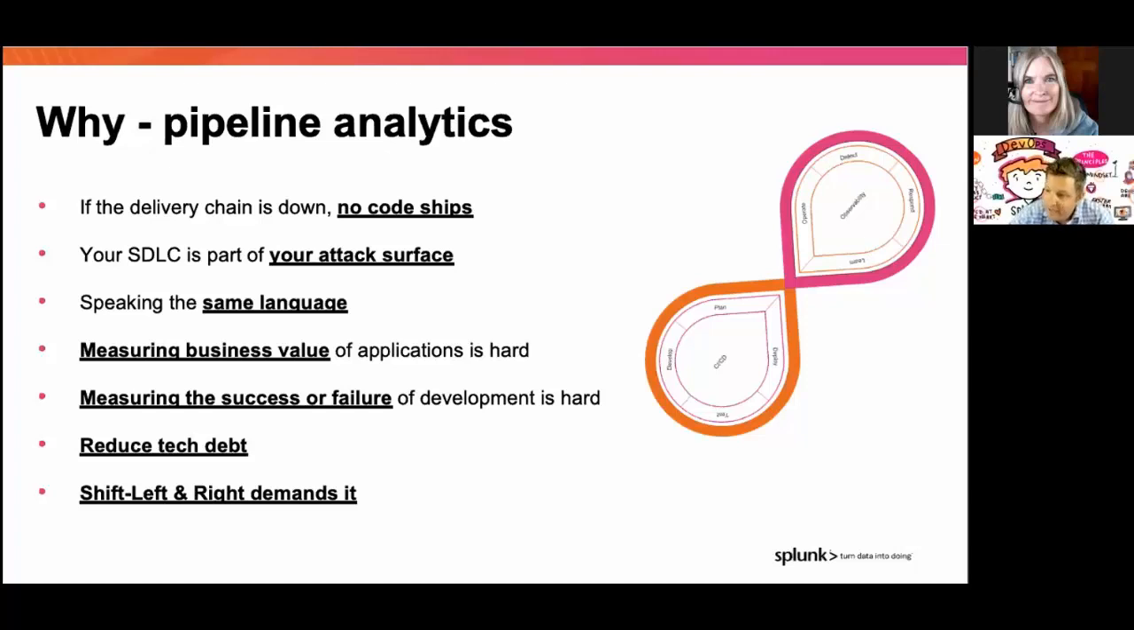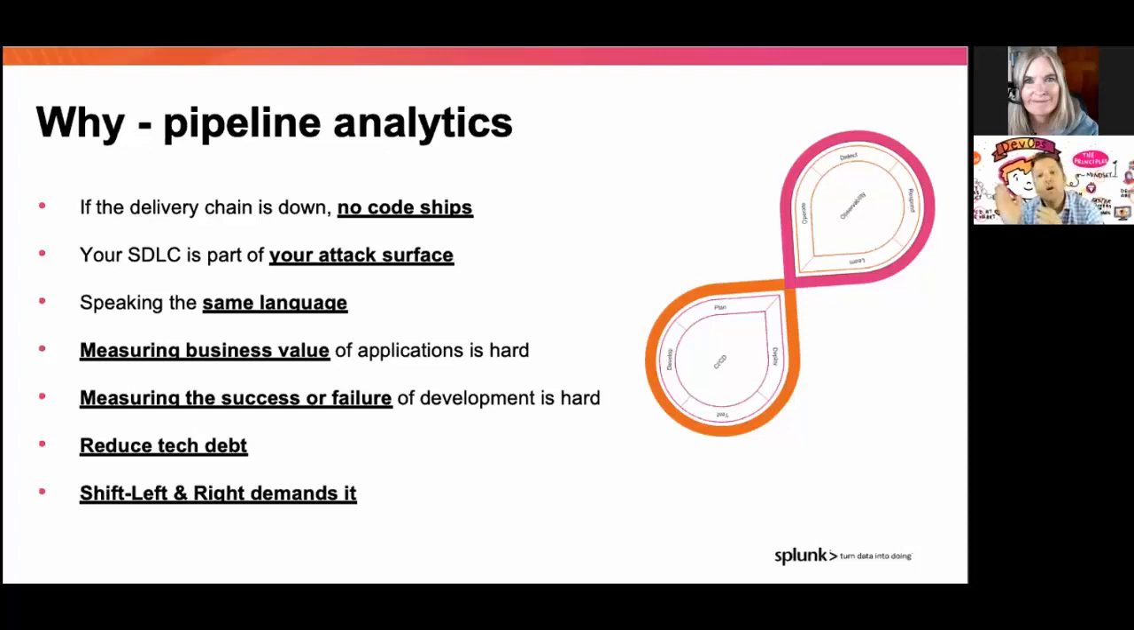Also, I already talked about speaking the same language. That is a big reason why we do this. Measuring business value. Have you ever had a hard time justifying to your manager a tool that you would like to buy? Part of that justification is being able to demonstrate business value. And yes, as you grow in your career, and maybe you're already there, in engineering you also have to speak business speak. So being able to correlate what you do in your delivery chain to success, failure, business value is a big deal.